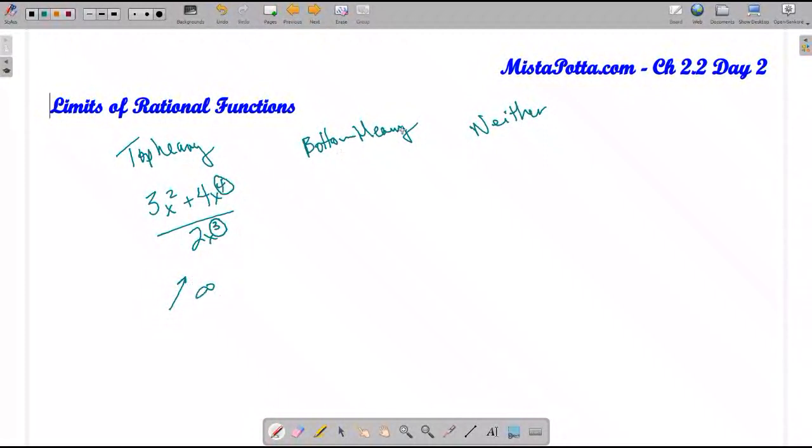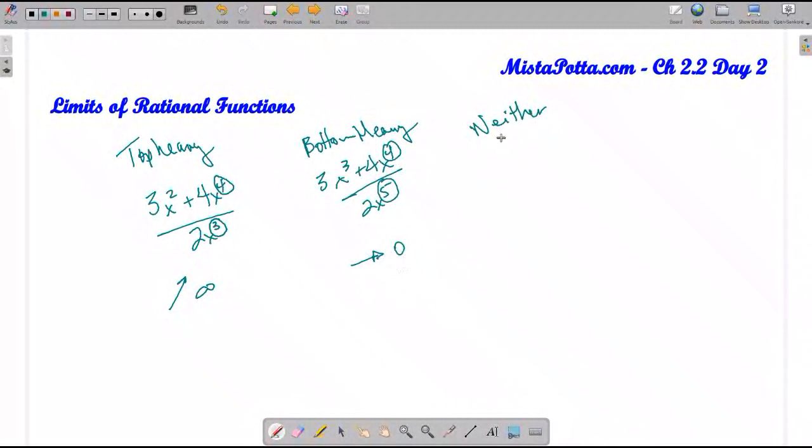Whereas if I had something that was bottom-heavy, like 3x squared plus 4x to the fourth over 2x to the fifth, if the dominant term in the denominator was larger than the dominant term in the numerator, we said that went towards 0 as x increased without bound.